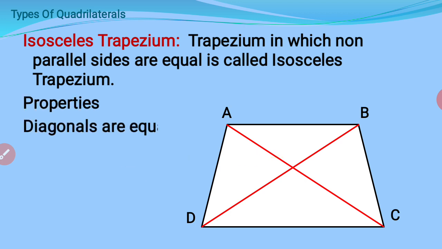The properties of an isosceles trapezium: diagonals are equal, so we can say that AC is equal to BD. Base angles are equal. Here angle A and angle B can be considered as base angles. They are equal in measure. Similarly, angle D and angle C are also base angles, so they are also equal in measure.